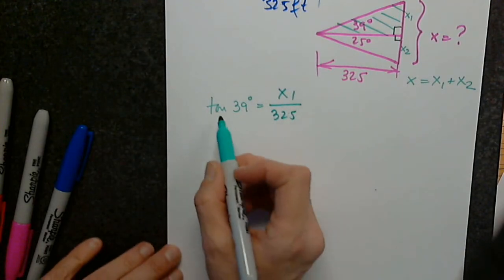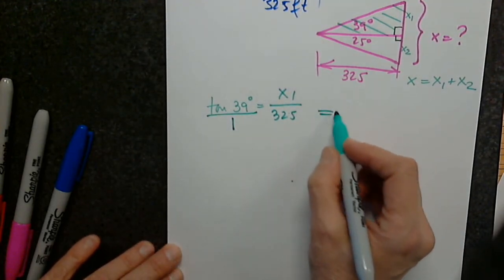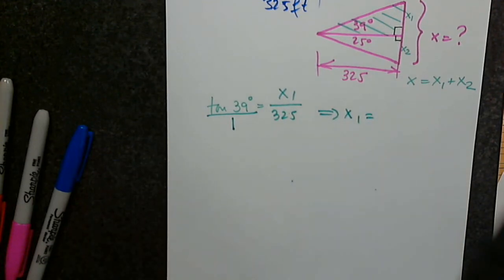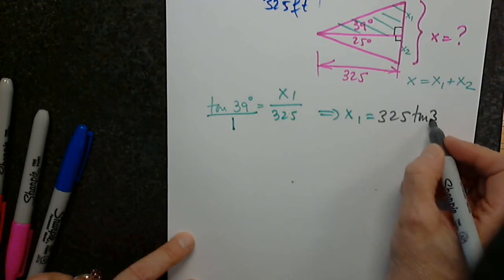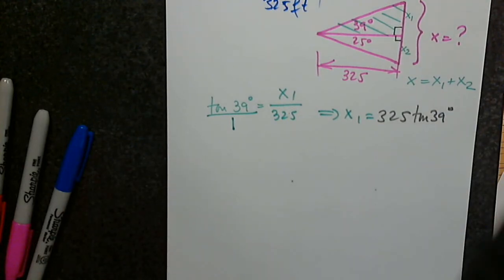And this is a proportion. I want to solve for x1. What do I do to solve for x1? Cross multiply. Correct. So x1 is 325 multiplied by tangent 39. Leave it alone. Please do not write 325 behind 39 because you may think that you have to multiply 325 by 39 degrees and then apply tangent to it.